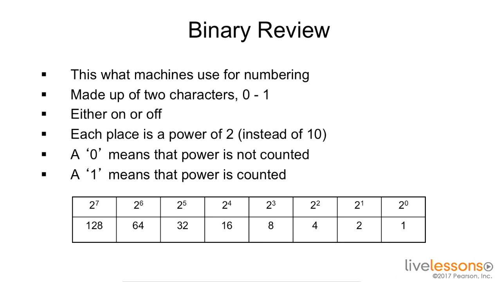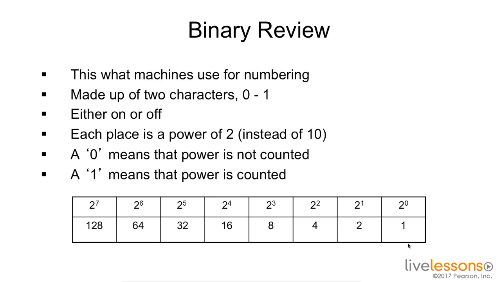Binary numbering is what machines use for numbering. It's made up of two characters, a 0 and a 1. These characters stand for either on or off. Each place in this numbering scheme is a power of 2 instead of 10, like in the base 10 numbering system. A 0 means the power is not counted, and a 1 means it's counted.